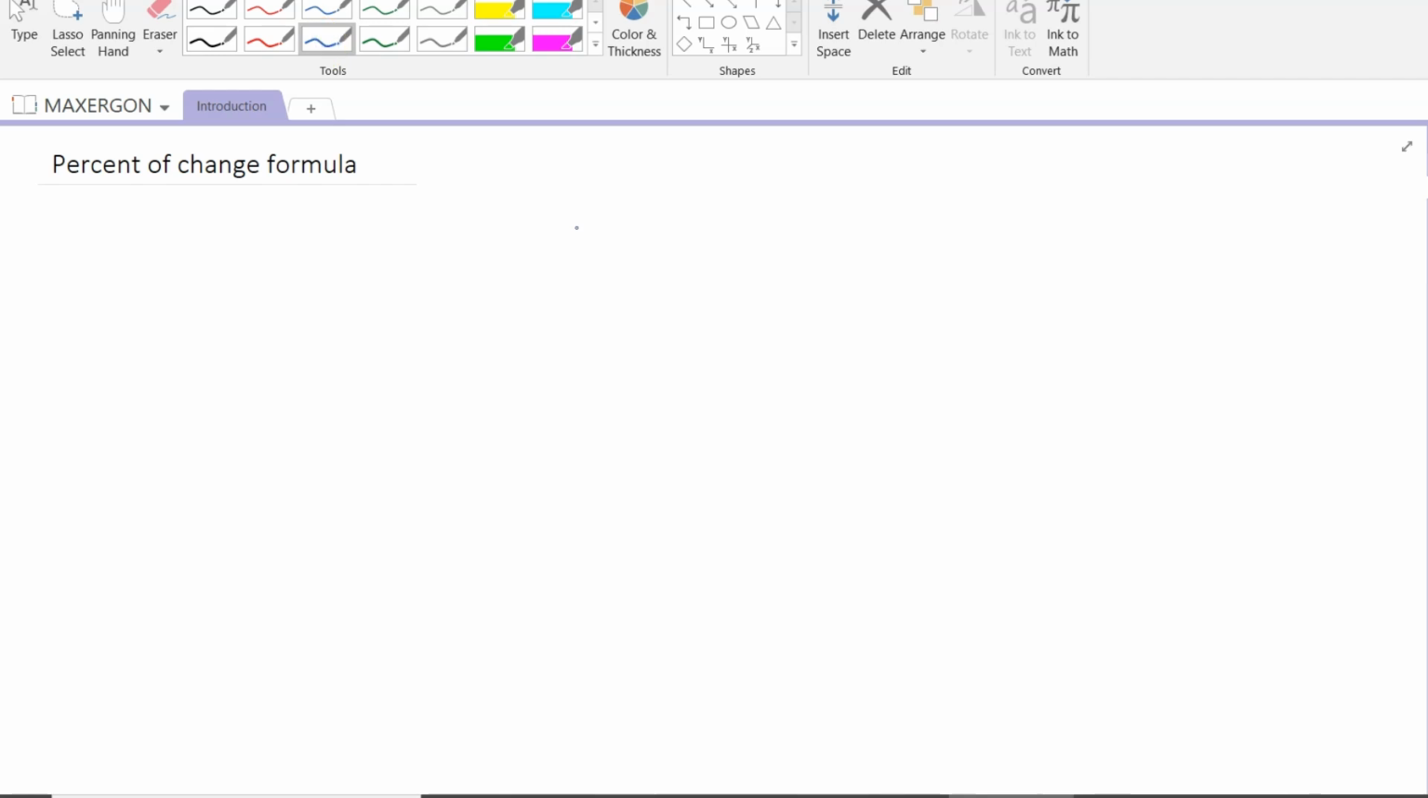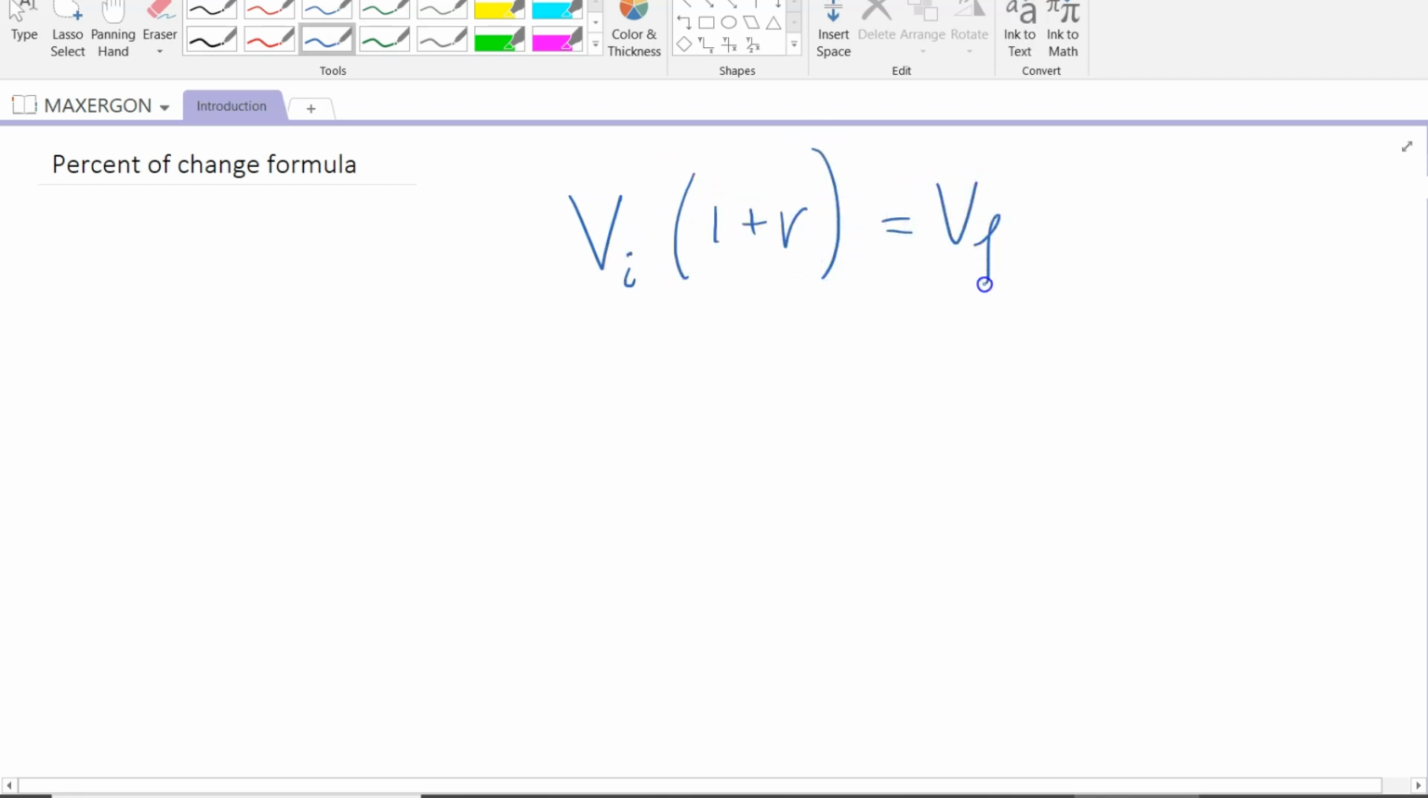In the previous video, we learned about the formula: initial value increased by some percent would give us final value. What you see here in brackets stands for 100% plus that rate of increase. Using this formula, we can find the formula for R.